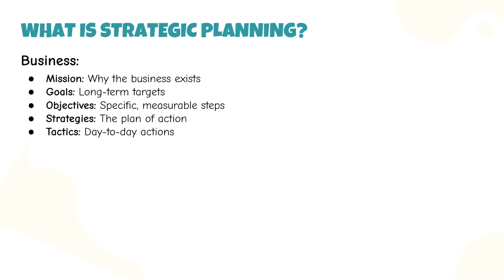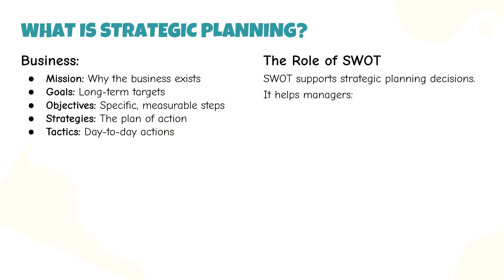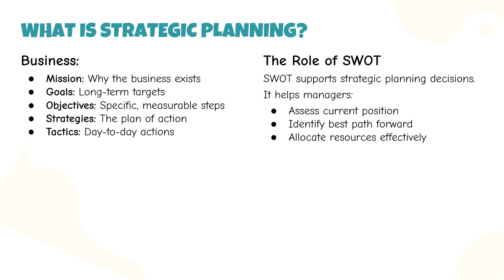Now, what is the role of a SWOT analysis? A SWOT helps to support these strategic planning decisions. This is by helping managers to assess where the business is at, how the business is doing currently, and to identify what the next steps are to help the business progress or develop positively. It also helps managers to decide how to allocate the business resources effectively in order for the business to grow.